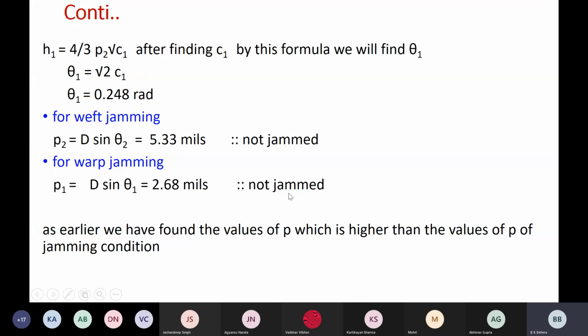Okay. So this is how the procedure is. You must follow this in principle, and you can calculate this.